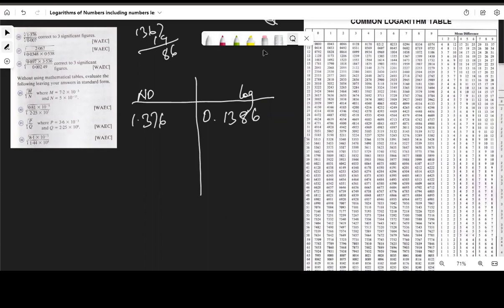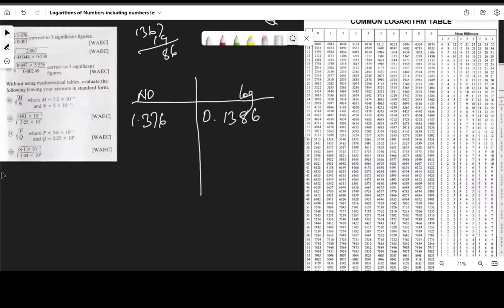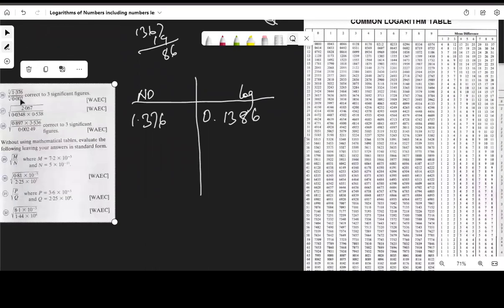Let me know if you can see it. Let me zoom this question a bit. The number is cube root of 1.376. So because of that cube root, we are going to divide this by 3. 0 divided by 3 is 0. 1 divided by 3 is 0. 13 divided by 3 is 4.